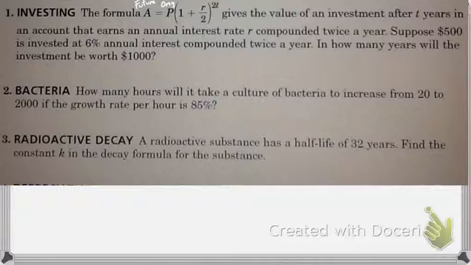The twice a year is already included into the formula, so we don't have to worry about that. That's what that 2 is under the R. They want to know in how many years will the investment be worth $1,000. Now, to do any story problem, you have to know what letter you're looking for. In this case, in how many years tells me that I'm looking for T. So all you have to do in all of these problems is take the formula and fill in numbers for everything except T. Here's what that looks like.